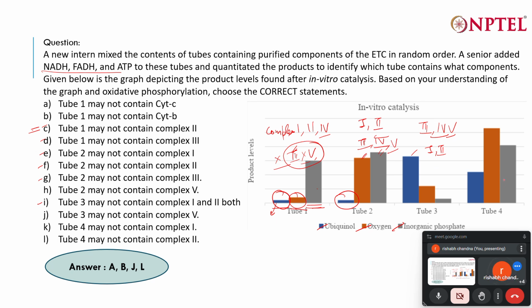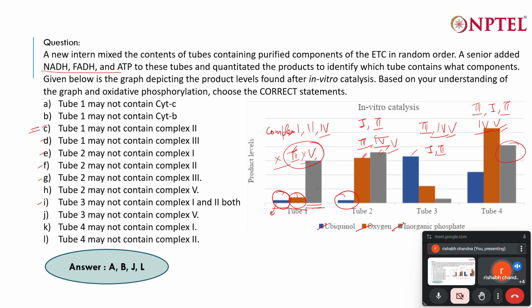Okay, then tube 4, ubiquinol levels are low, but not that much low. So complex 3 might be present. Complex 4 is not present here because the oxygen levels are really high. Then inorganic phosphate levels are also high. That means complex 5 is also not present here. That means complexes 3, 1 and 2 might be present in tube 4.